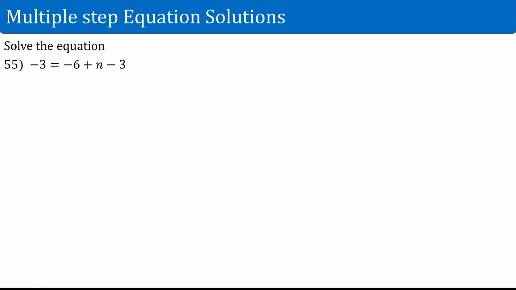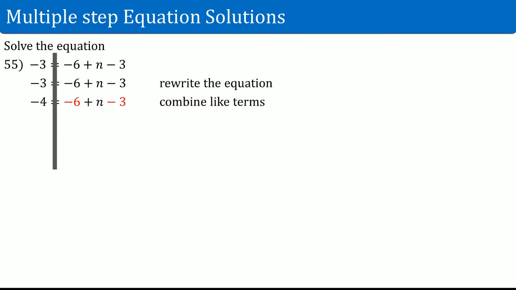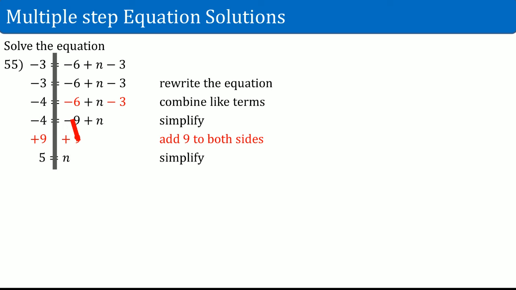55. Negative 4 equals negative 6 plus n minus 3. Rewrite the equation and draw the line straight down. There are some like terms you combine. Negative 6 minus 3 becomes negative 9. Nothing else changes. Add 9 to both sides. The negative 9 plus 9 on the right hand side should cancel, leaving you with an n. On my left hand side, it's negative 4 plus 9, that becomes a 5.